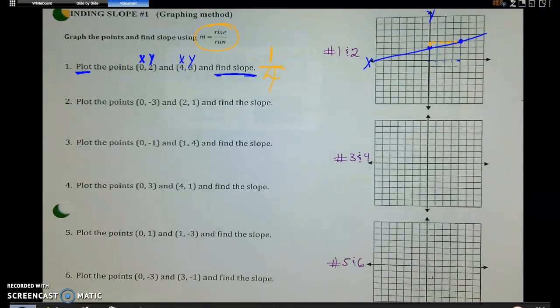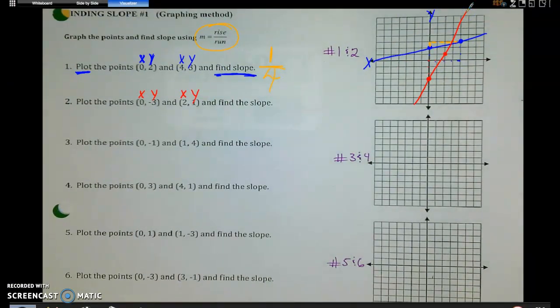Now let's look at this number 2 so we can see how it's going to look together on the graph. Number 2, plotting the points. We have 0, negative 3. So here's our x, here's our y. And then 2 and 1. So 0, negative 3. So we start out here in the origin with our 0. And then negative 3 means down. 1, 2, 3. Right there is 0, negative 3. Then 2, 1. So with horizontal first, go right 2, 1, 2. And then y 1 means going up 1. Okay? And then connecting the line.